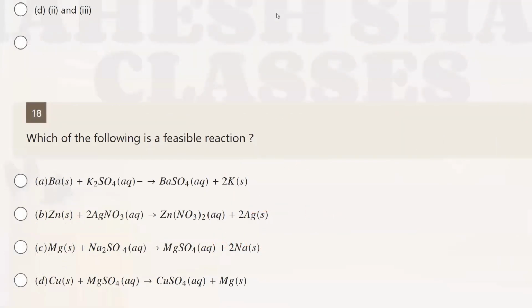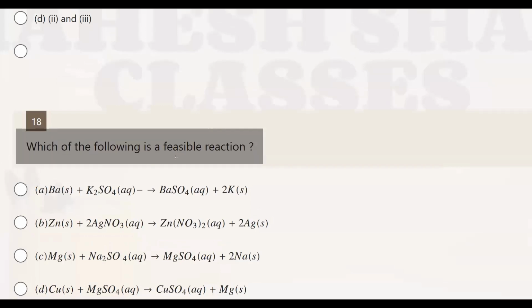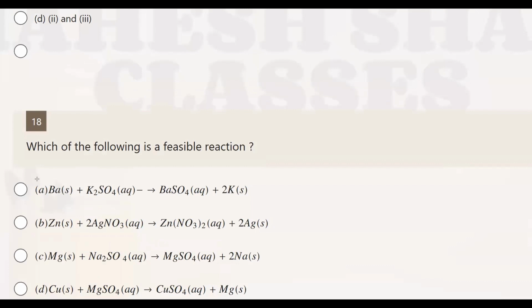We are on the next question. It says, which of the following reactions is feasible? That's based on the reactivity series. From the displacement reaction point of view, potassium is more reactive than barium. Then how can barium displace potassium? So this is not possible, not feasible. Zinc is more reactive than silver. As you know, silver comes at the very bottom of the activity series, after copper. So this reaction is feasible, and as we have to choose only one option, we will declare this to be the correct answer.